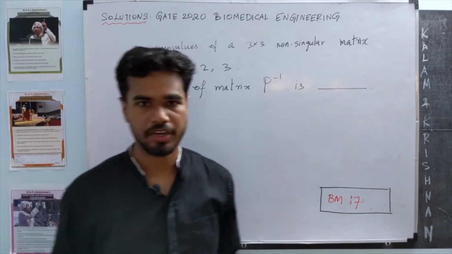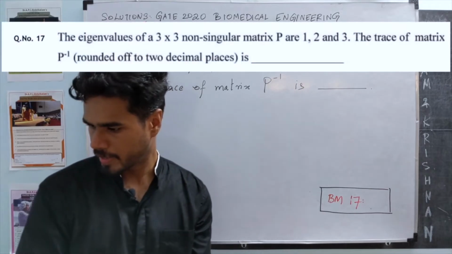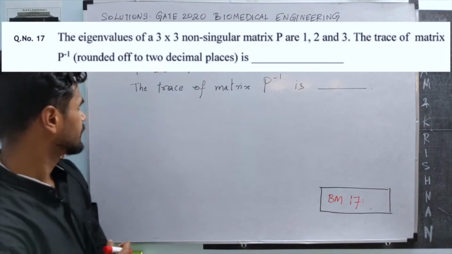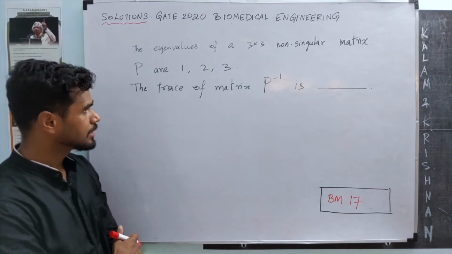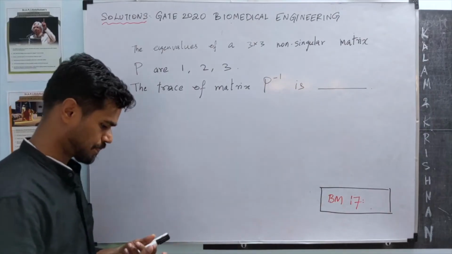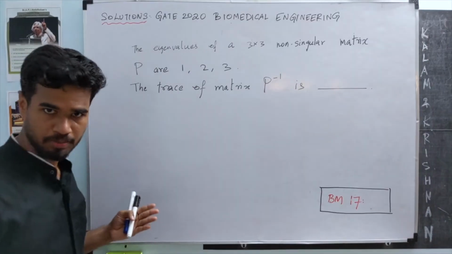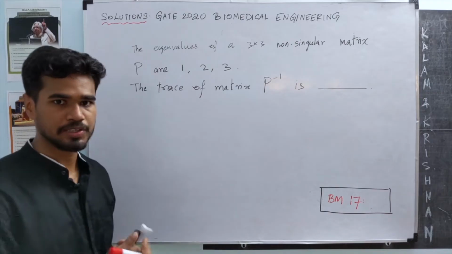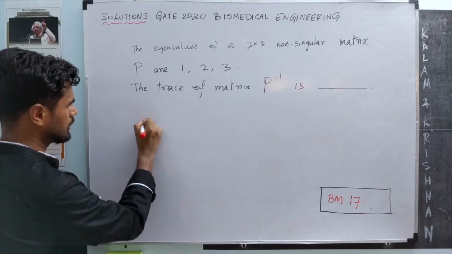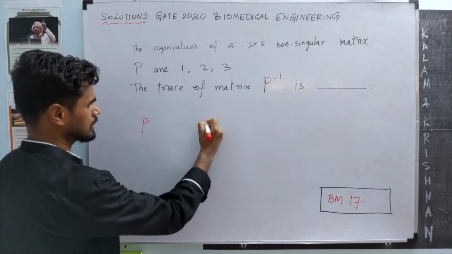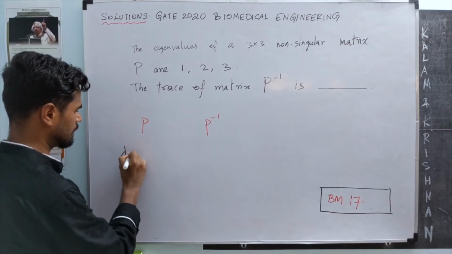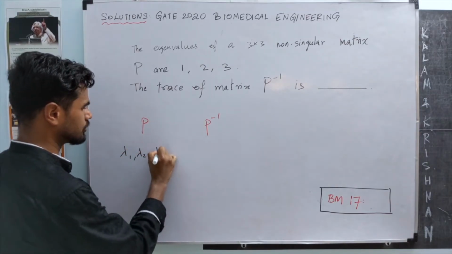17th question, again from mathematics. The eigenvalues of a 3 by 3 non-singular matrix P are 1, 2, 3. The trace of matrix P inverse, rounded off to 2 decimal places, is dash. Okay, very simple problem. All we need to do is use the properties of eigenvalues. So we have matrix P, and we have P inverse. Let's say the eigenvalues of matrix P are lambda 1, lambda 2 and lambda 3.